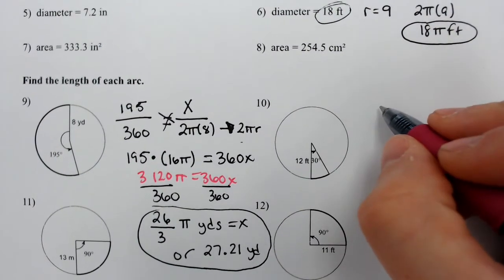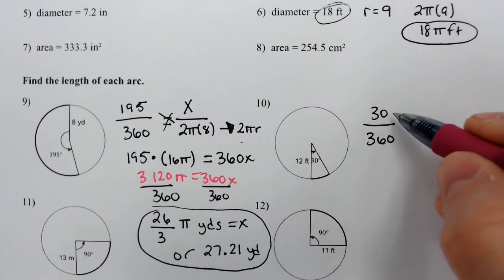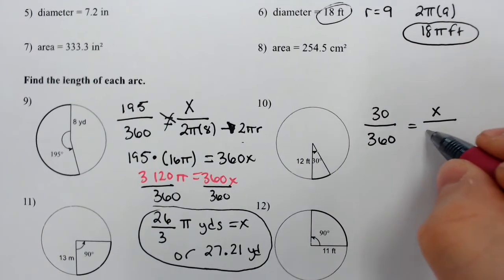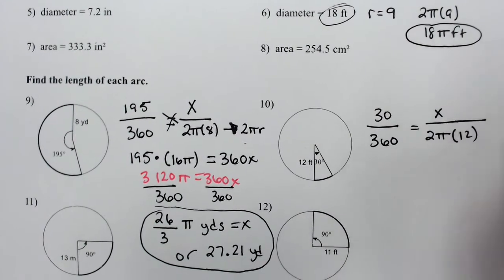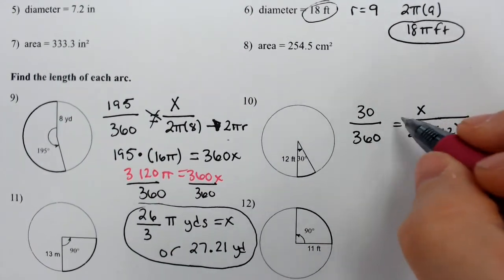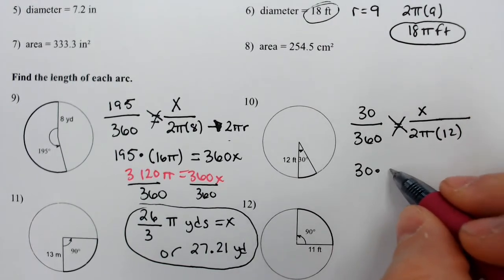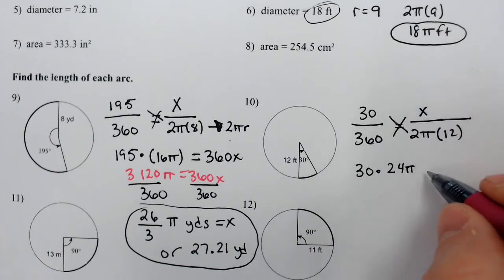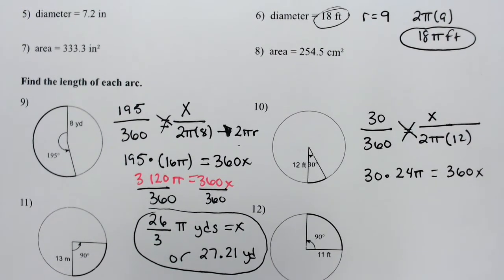Taking number 10. If we have 30 out of 360, that's the angle out of 360, equals what out of the entire circumference? So 2 pi r. Cross multiply. We get 30 times, I'm going to go ahead and again write 24 pi, 2 times 12 is 24, equals 360x.